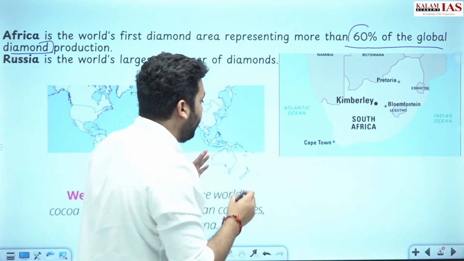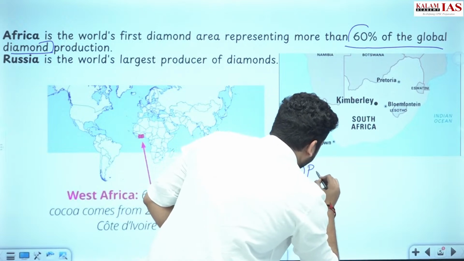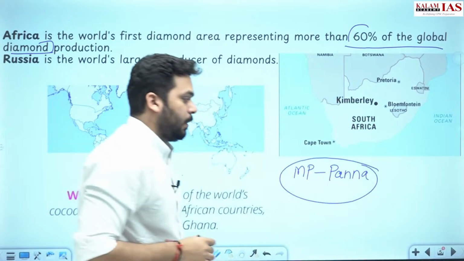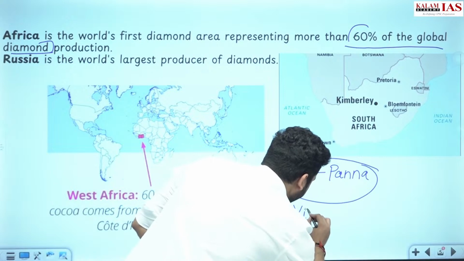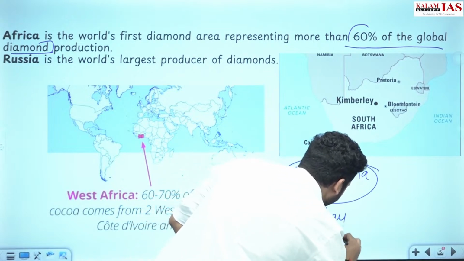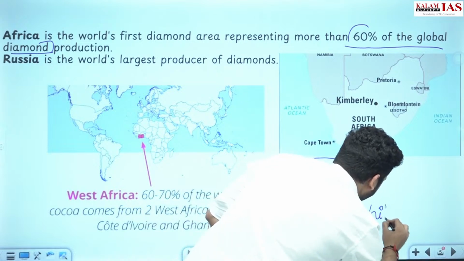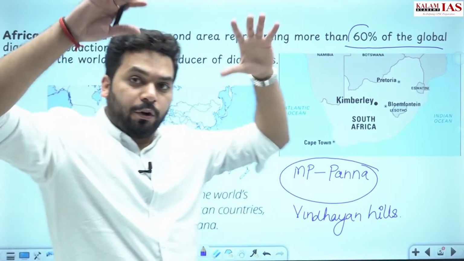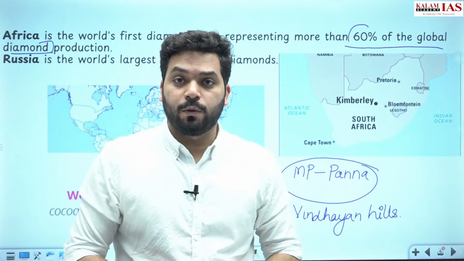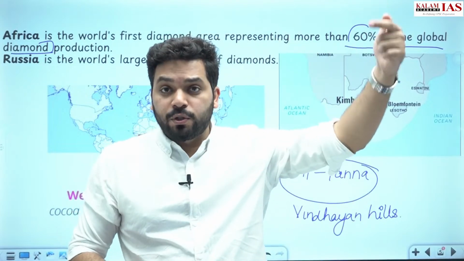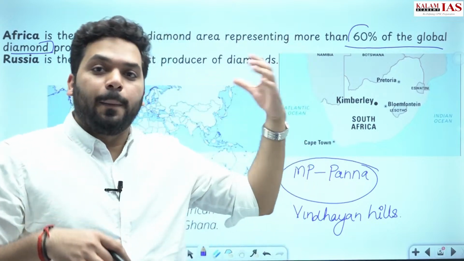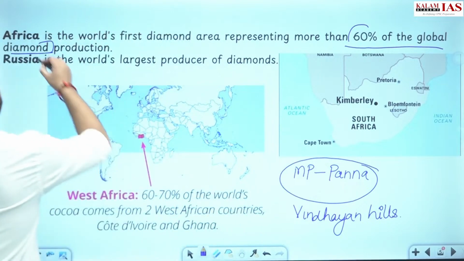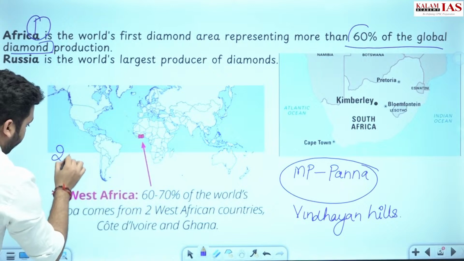And in India, the Panna region, Vindhyan Hills. We are going to discuss this when we do the mapping of Indian geography. But in the world, continent-wise, Africa has the largest reserves, 60% of the global reserves. Russia is the largest producer of diamonds in the world. In India, the Panna region, Vindhyan region, Madhya Pradesh region is the largest producer of diamonds. Okay, this is one. This is the second important point to be noted.